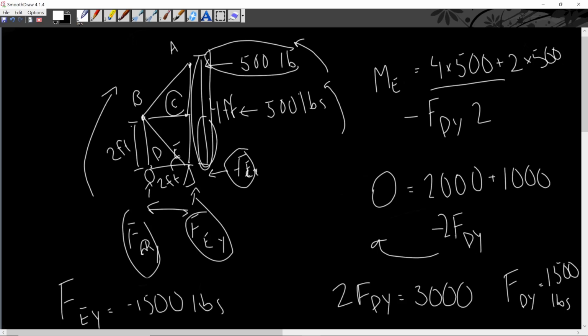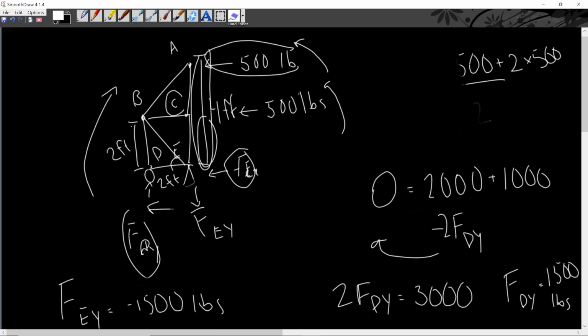That does not mean that there is a negative force being pushed on. You can think of it like that, but it's probably a little bit better to think of it as just the force is going in the opposite direction. If there is a 1500 pound force pushing upwards, then there has to be a 1500 pound force pushing downwards to keep the truss stable. So we know what Fey is. Now we simply need to calculate Fex, and we should be good. We will talk about compression in just a second.